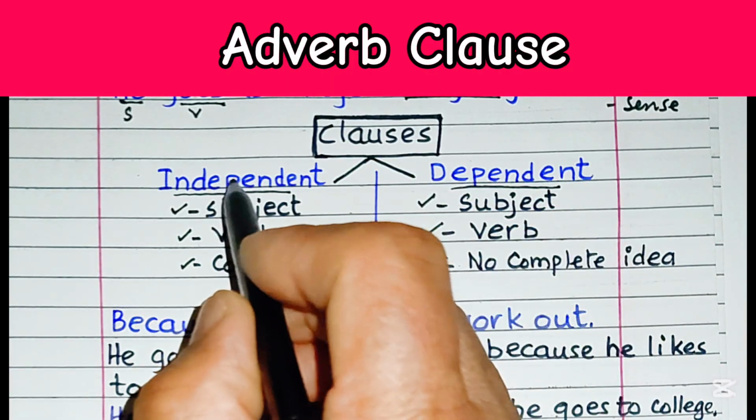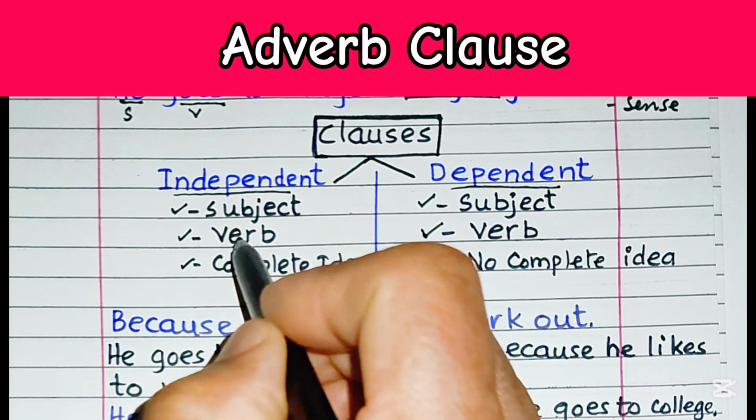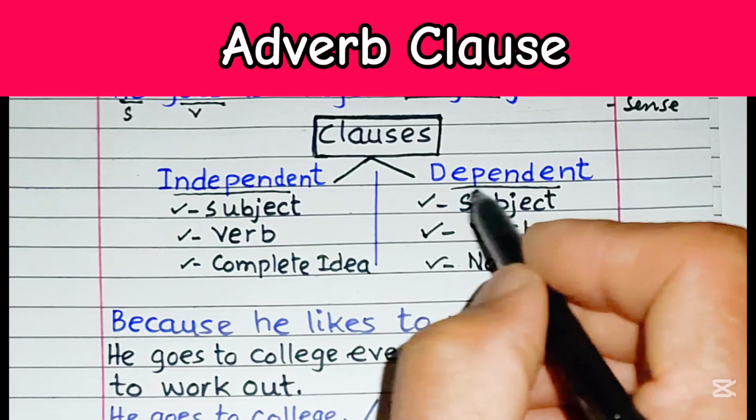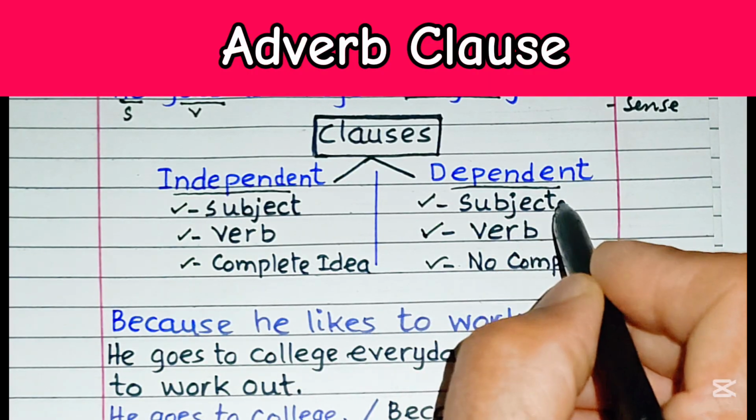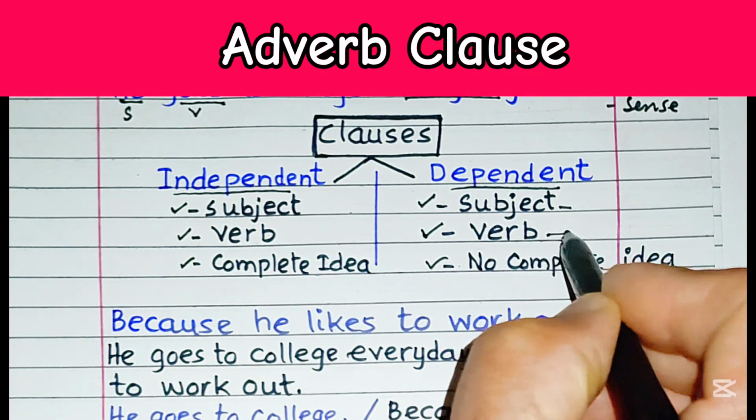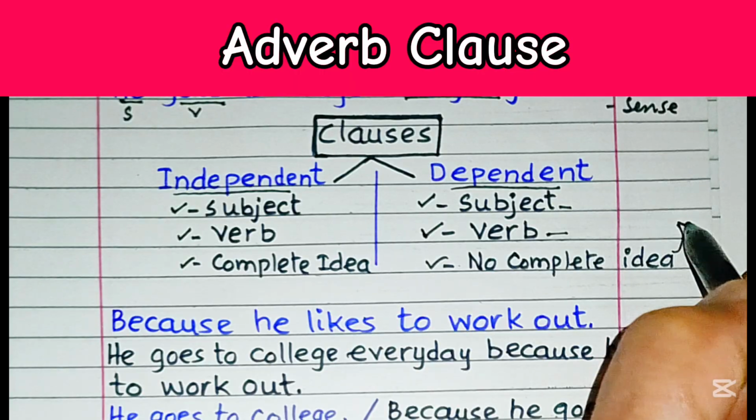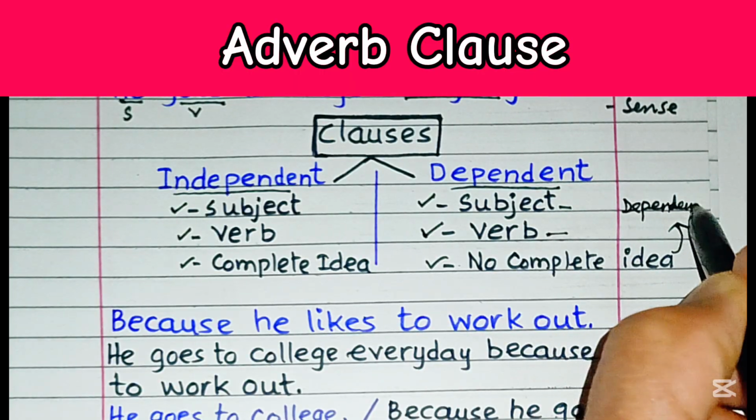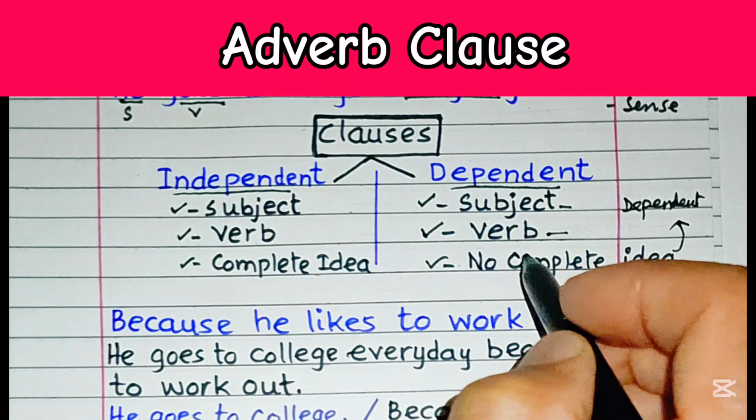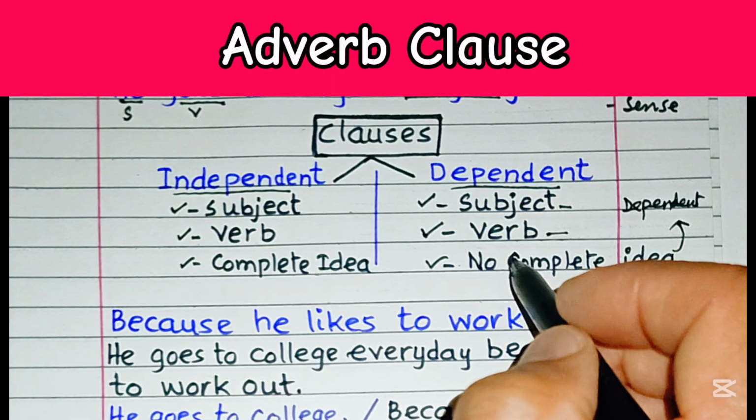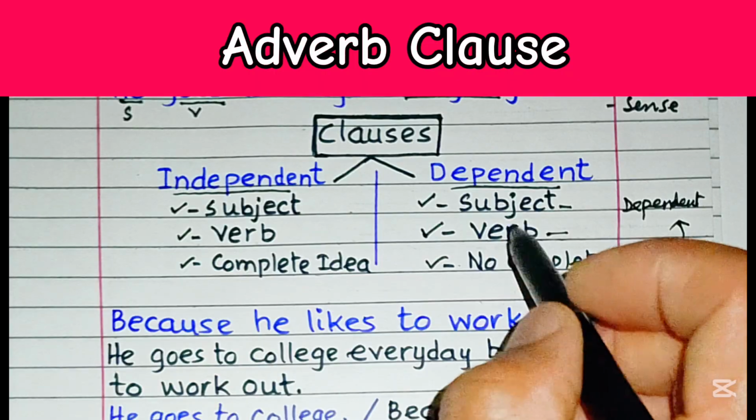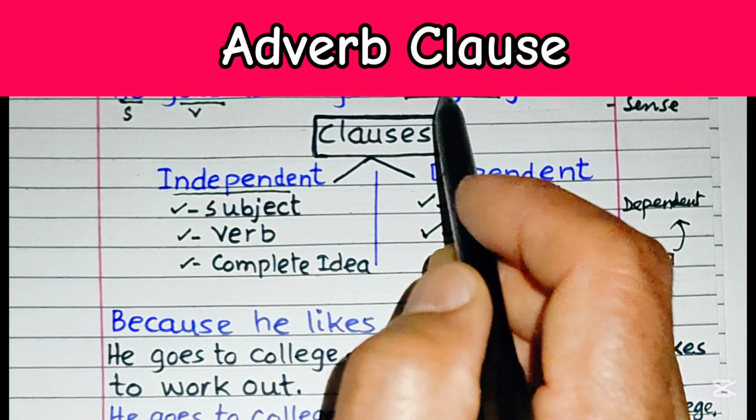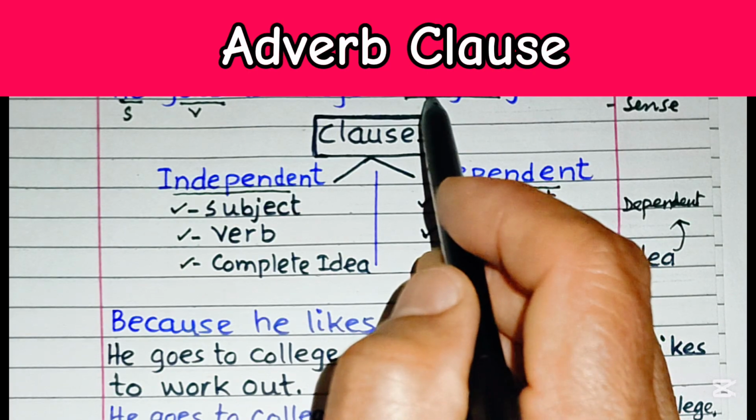So in an independent clause, subject, verb, and complete idea are there. But in a dependent clause, there is going to be a subject and a verb, but it is going to be dependent, meaning it is not going to give a complete idea. No complete idea is there. So if we take this sentence once again, he goes to college every day, this is giving us a complete idea.